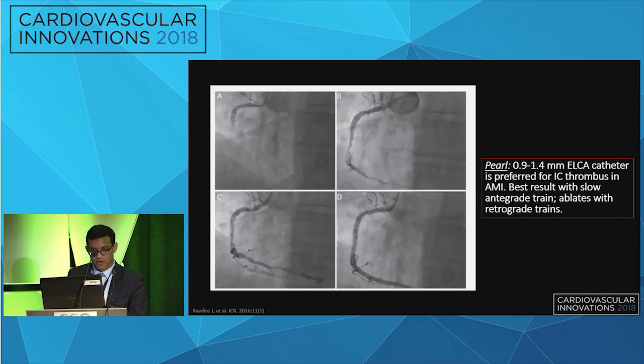And in this picture here, a patient again presented with an RCA STEMI. You see thrombus in the mid portion of the vessel. Laser atherectomy was performed with a good result and allowed subsequent PCI. Ideally, when using this, you want to use a 0.9 to 1.4 millimeter catheter, and you want to go slow in the antegrade direction. That allows the tissue to absorb as much of the energy as possible.